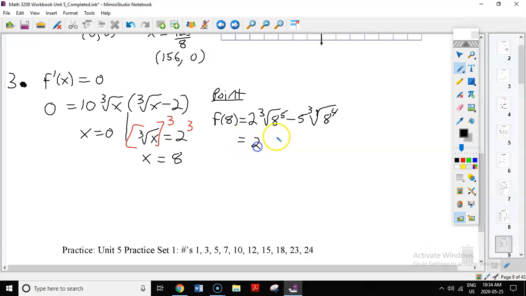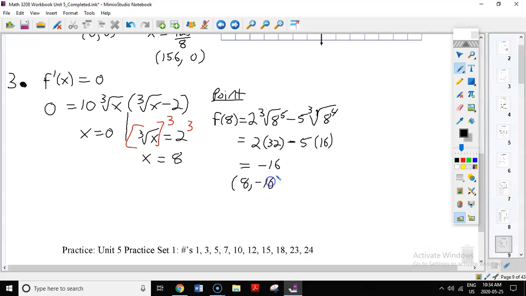So that works out to 2. Cubic root of 8 is 2. 2 to the 5 is 32. Minus 5. Cubic root of 8 is 2. 2 to the 4 is 16. So we're getting 2 times 32 minus 5 times 16. And I'm not too worried about all these workings. If you just said f of 8 equals, that will be fine. And it works out to negative 16. So there's a point on the graph at 8 and negative 16.